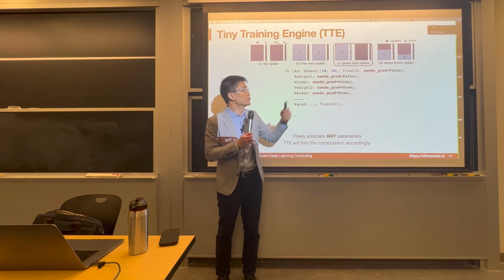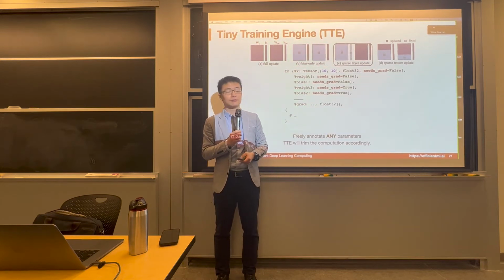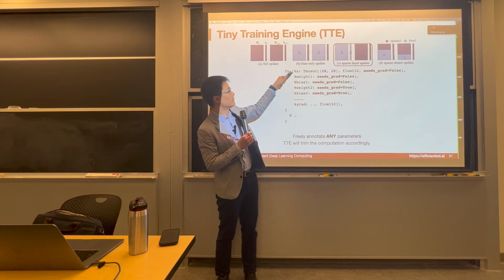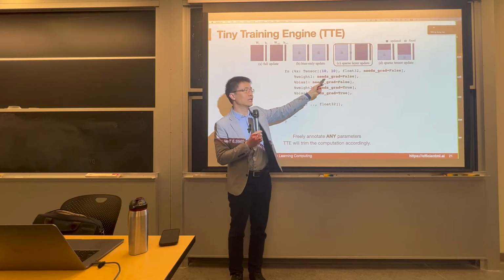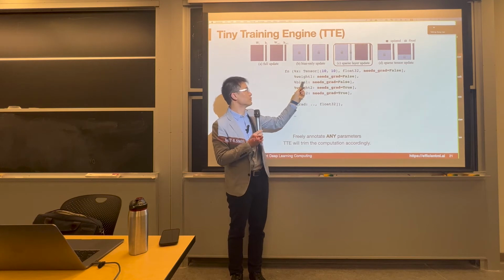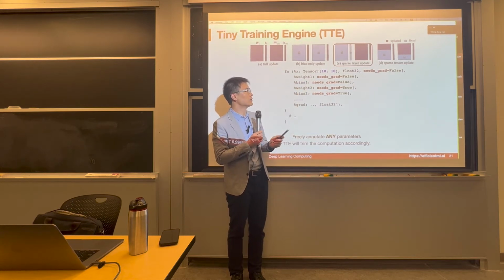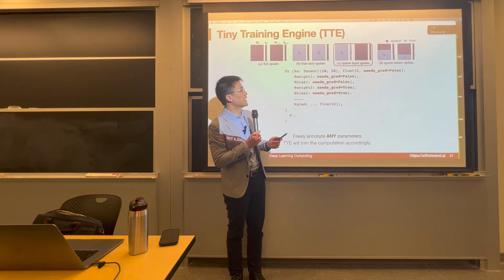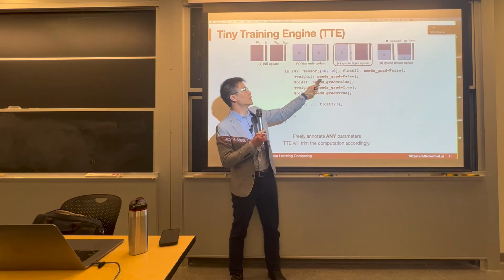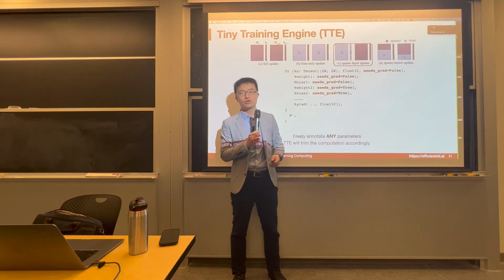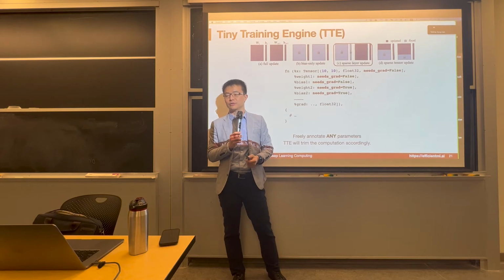What about if we do sparse layer update, right? So here we have a flag called need grad for the weight and the bias, right? So if a layer doesn't need to be updated, then we can set the need grad flag to false for both.